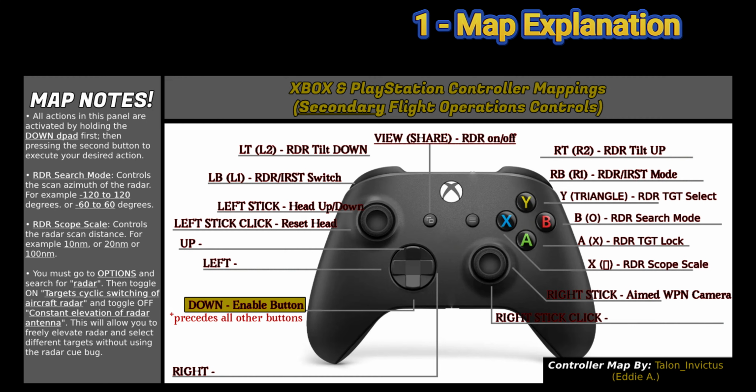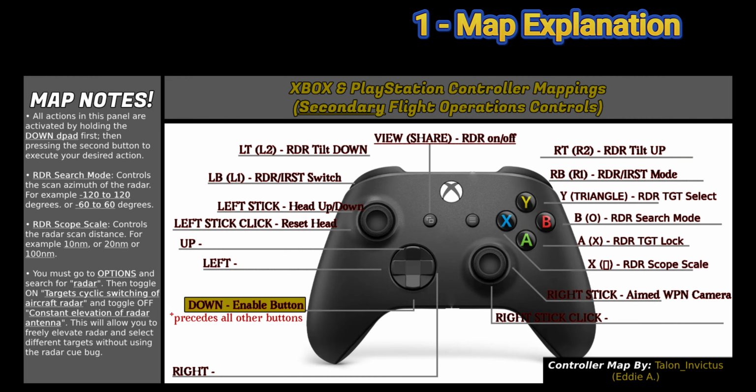This is a subset that you can enable by pressing the down D-pad. So if you press and hold the down D-pad and you use combinations by pressing a different button, for example, you hold the down D-pad and you press the B button on the Xbox, that would be the circle on the PlayStation, you can change the radar search mode, for example. Or if you hold down the D-pad and you press the left trigger, or L2 on the PlayStation, you can tilt the radar down, so you can scan a lower section of the sky. And likewise, if you press and hold the down D-pad and you move the right stick, you'll be able to control a Bullpup that you launched remotely.